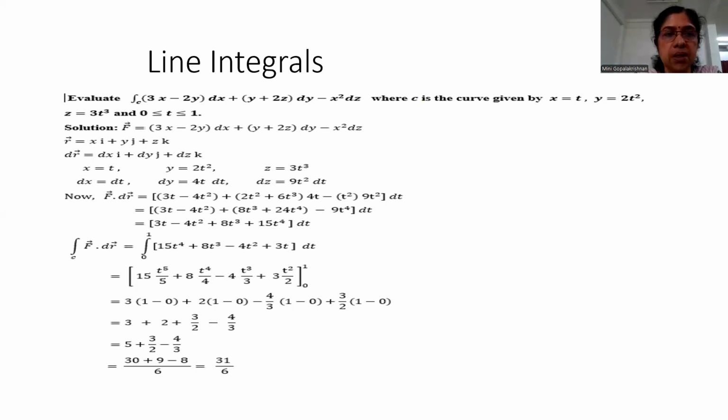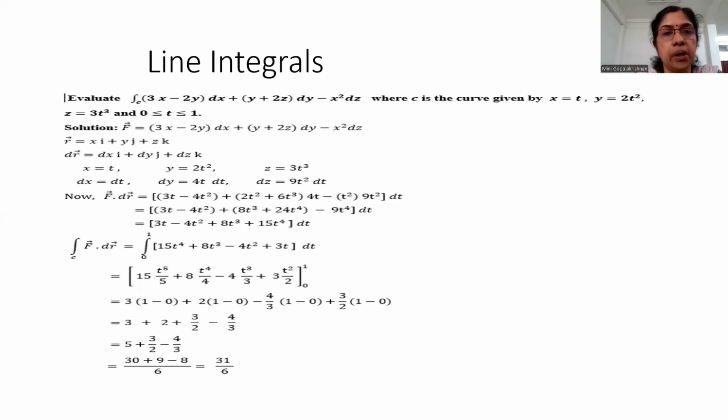So actually this is the integral of F dot dr, where F is a vector and dr is another vector. So for F dot dr, we apply the dot product formula, and what we get is the integrand of this line integral, which is (3x minus 2y) dx plus (y plus 2z) dy minus x squared dz. Now, since the integral contains all three variables at the same time, it is complicated to integrate this.